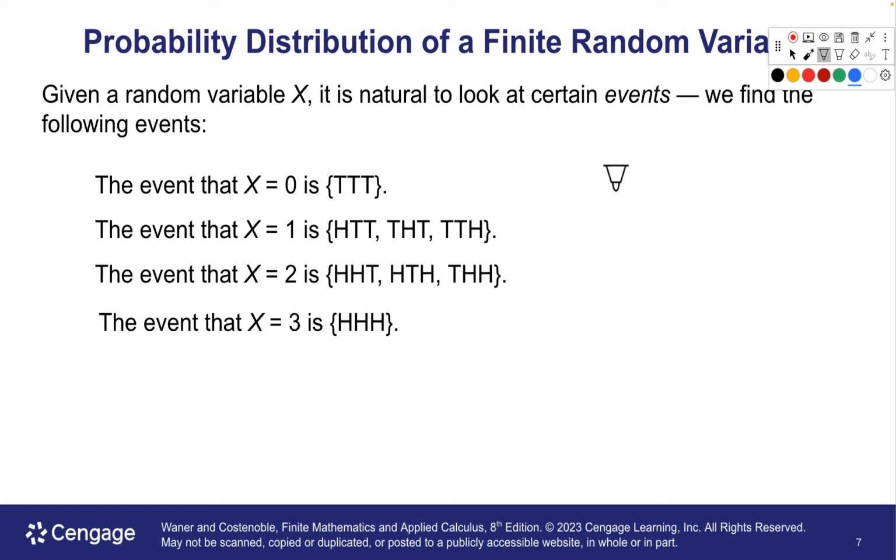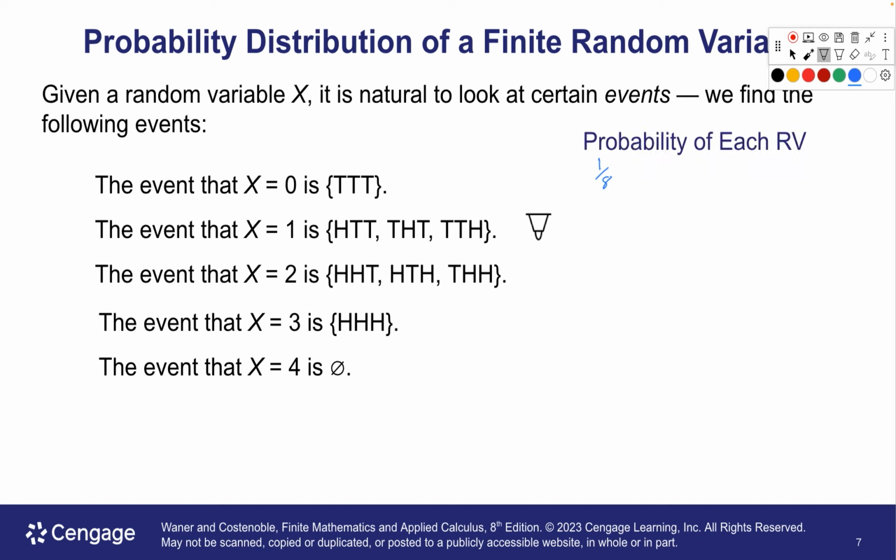And so in this case, the probability X is equal to 0 would be 1 out of 8. The probability that X is equal to 1 would be 3 out of 8. The probability that X is equal to 2 would also be 3 out of 8. And then the probability that X equals 3 is 1 out of 8. If you wanted to, the probability that X equals 4 would be 0 out of 8 because it really doesn't exist, right? You can't get 4 heads if you've only rolled 3 times.